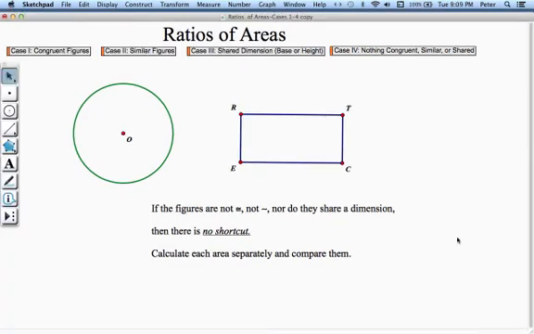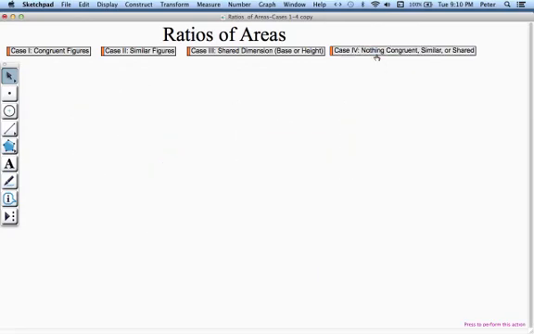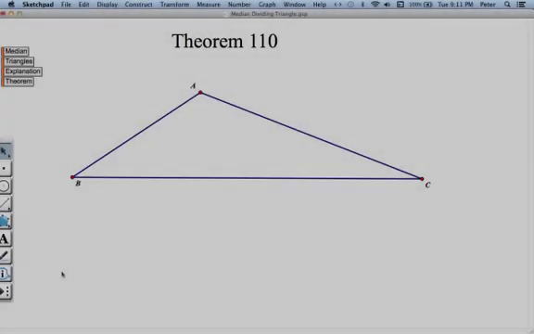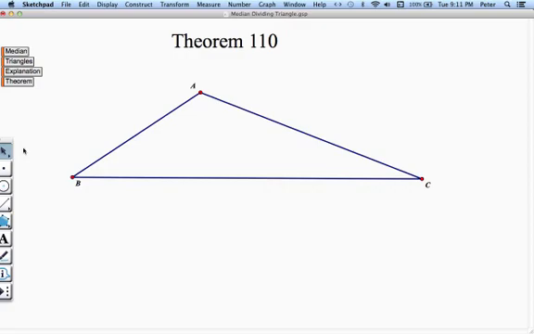Okay, we need to take one more look at a theorem that comes up in this section, which looks a lot like case 3, but it deals with the medians of triangles. Theorem 110 is a pretty handy theorem, and it tells us that if a median is drawn in a triangle, then it divides the triangle into two new triangles that have equal area. Okay, well, why is that?